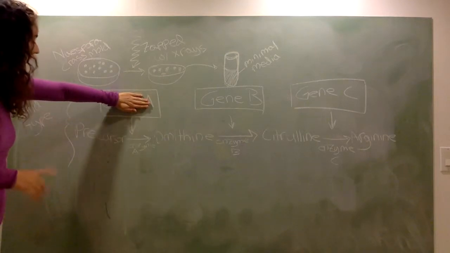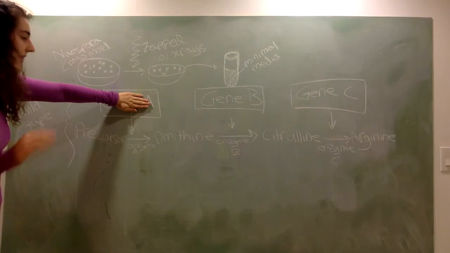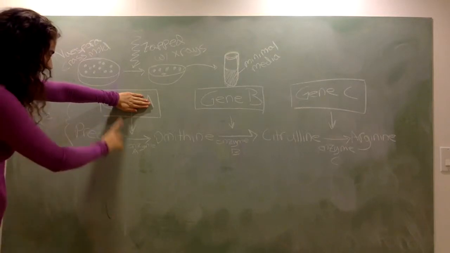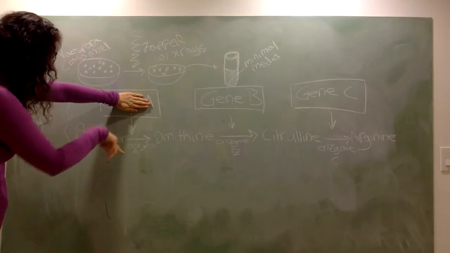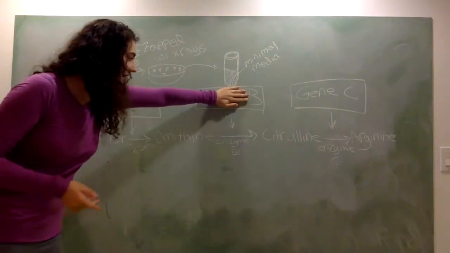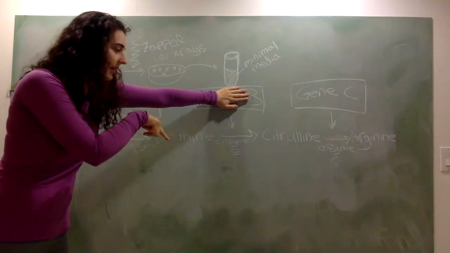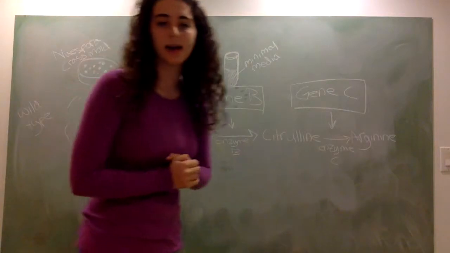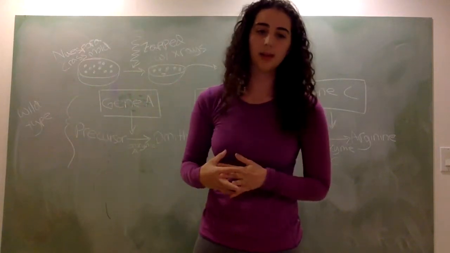So if gene A was deactivated, there would be no growth in the minimal medium. But if I added ornithine, then there would be growth. And same thing for gene B. If I deactivated gene B but then added citrulline, then there would be growth. So they were just trying to figure that out. So look that up online because I'm not going to go into depth with it if you don't understand.